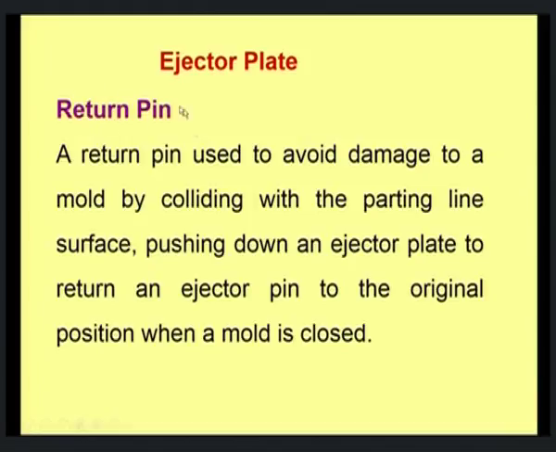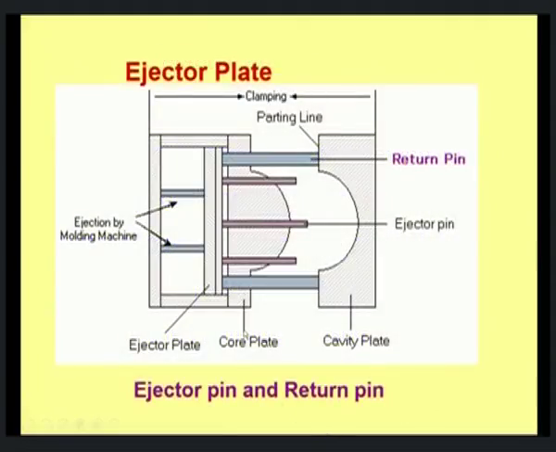Now, next the return pin. A return pin is used to avoid damage to a mold by colliding with the parting line surface. So, parting line is nothing but the line where the product is normally ejected out. Therefore, this return pin would be provided in such a way that it just touches this parting line surface, thereby pushing down an ejector plate to return an ejector pin to the original position when a mold is closed. This will be clear in this diagram.